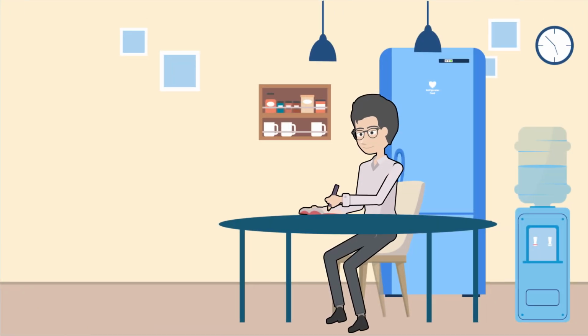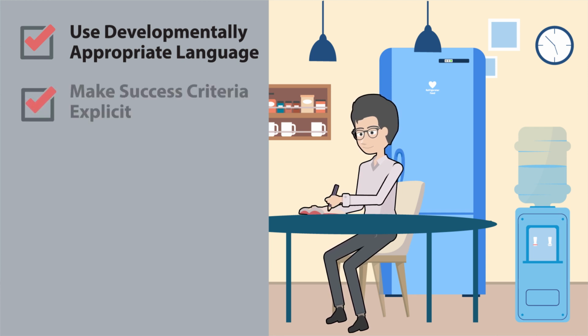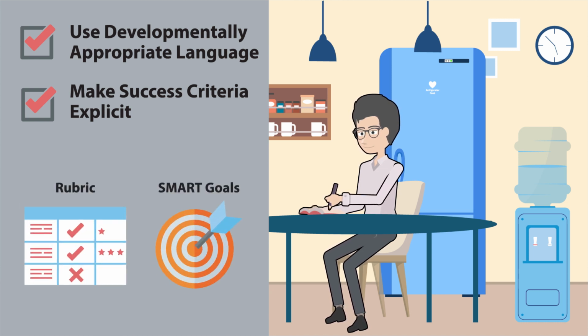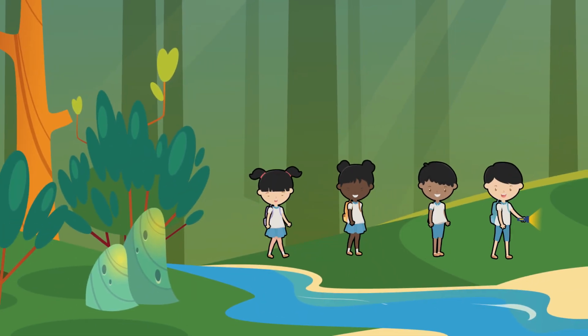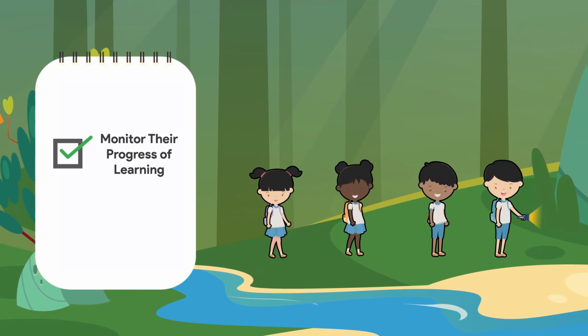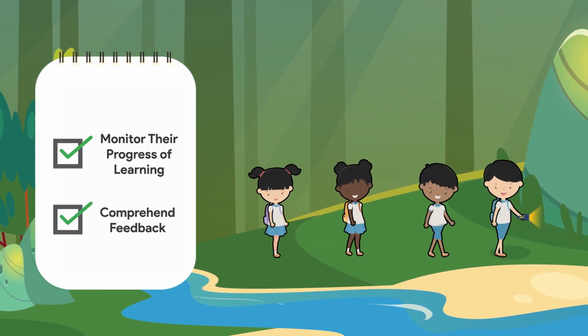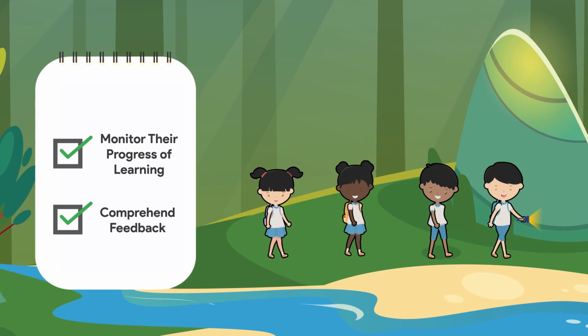For the success criteria, to help students have clarity of what they need to know, understand, and be able to do, use developmentally appropriate language and make the criteria explicit in the form of descriptors as a rubric or in any other meaningful forms relevant to the learning. When students understand where they need to go, they are engaged as they are better able to monitor their progress of learning. They are also in a better position to comprehend teacher-student and student-student feedback to progress towards the intended lesson objectives.